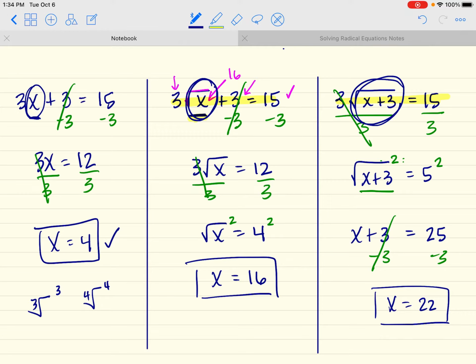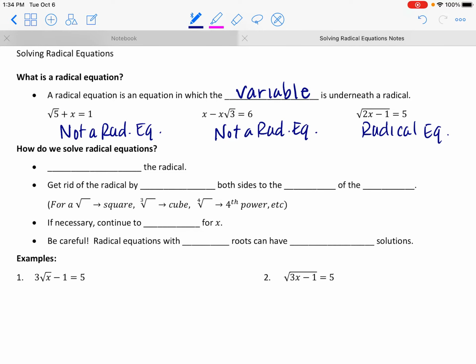And then sometimes we're done, like here. In the second example, we squared both sides and we were done. But sometimes after we square both sides, like here in the third one, we still might have to get x by itself. But we can use inverse operations to do that as well. Okay? So we want to isolate the radical as our first step. We're going to get radical x minus 1, whatever it is. Get the radical all by itself, just like we would try to get x all by itself. Then we're going to get rid of the radical.